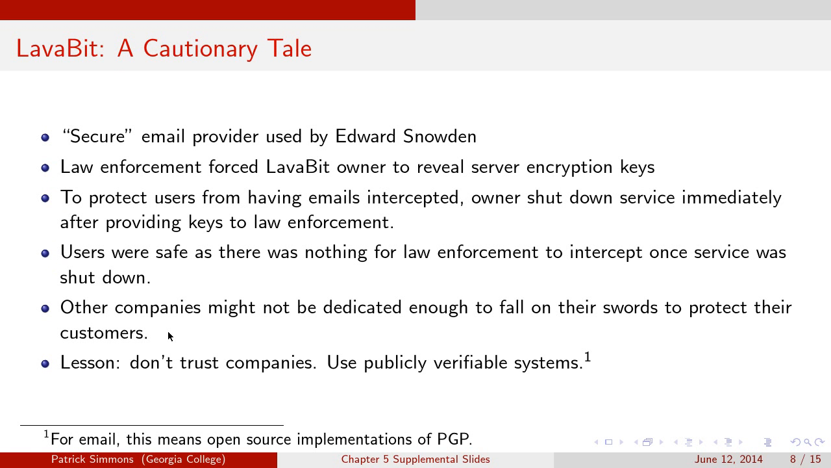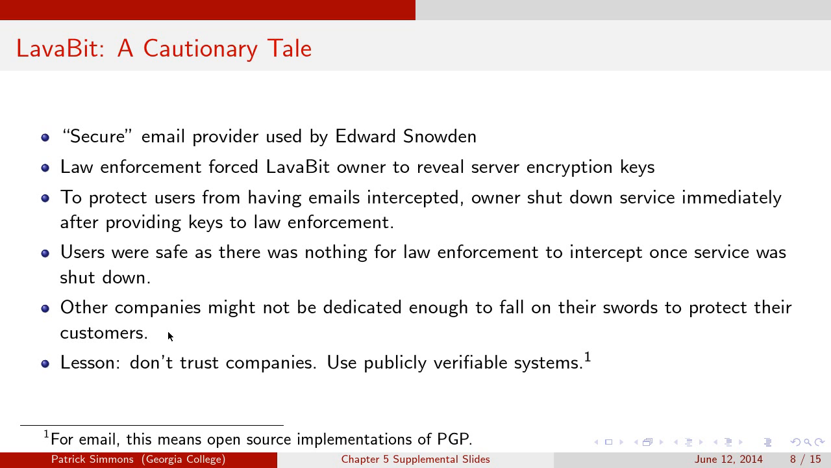But first I want to talk about LavaBit. LavaBit was a secure email provider. It was used by Edward Snowden. He had a lavabit.com email address. Law enforcement, around the time Edward Snowden was doing his thing, went to the owner of LavaBit, a small company, one employee, one guy was running it.